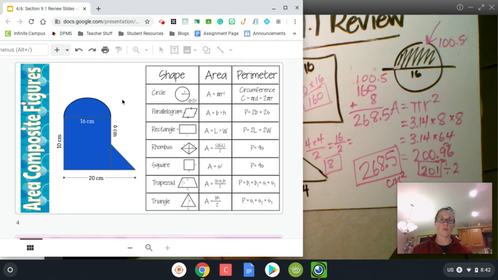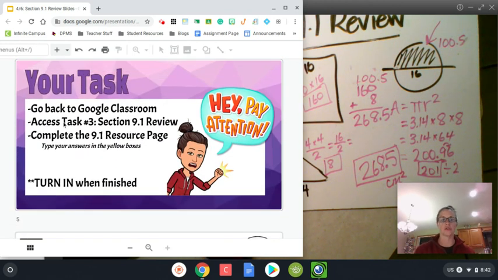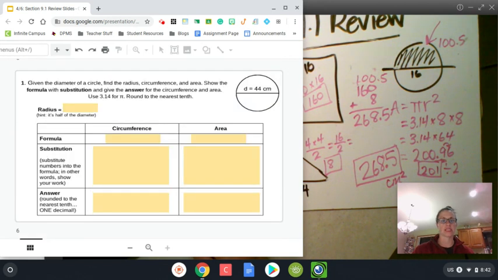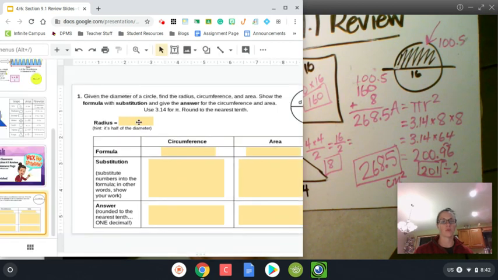After you finish watching this video, your next task is going to be to go back to Google Classroom, access task 3 under today's date, and then complete the 9.1 resource page. When you get to the 9.1 resource page, you're going to see this is your first work slide. All of these yellow boxes, you're actually going to click in and you're going to be able to type into them. So when you're working, all you need to do is click on the slides and then type whatever you think the answer is.